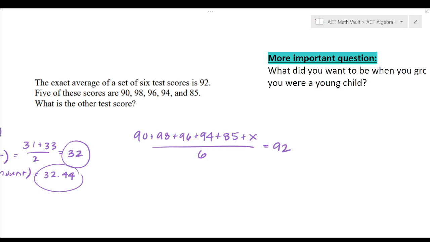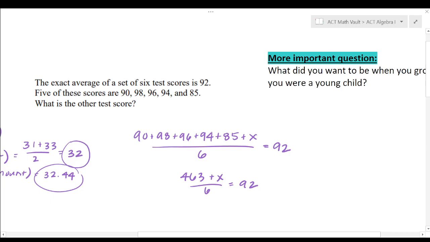Well, if that's the process, add them up and divide by the number of numbers, then you can just do that. So in my calculator, I'm going 90 plus 98 plus 96 plus 94 plus 85. So that is 463, over 6 equals 92. Okay, so the kicker is you have to solve for X.